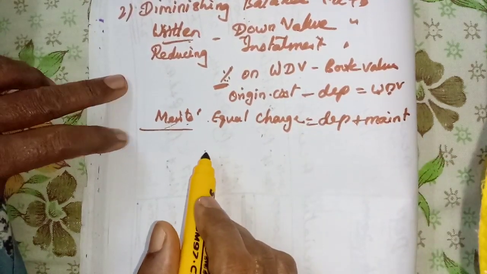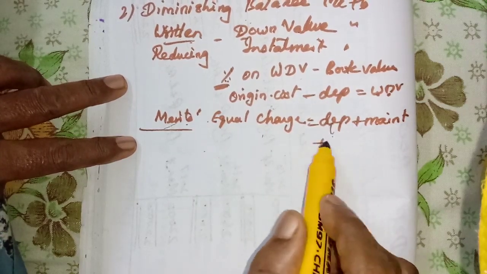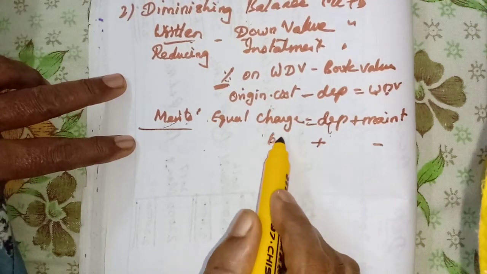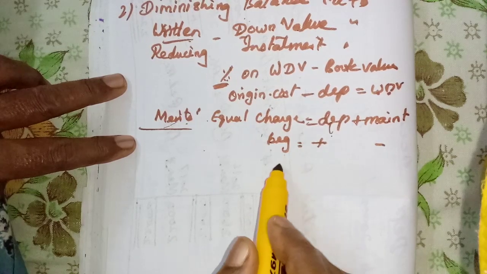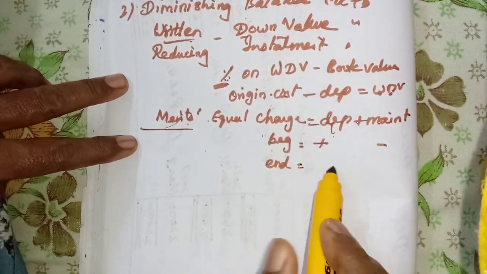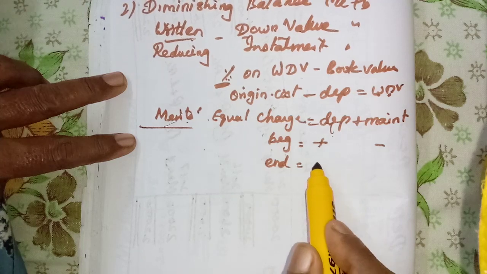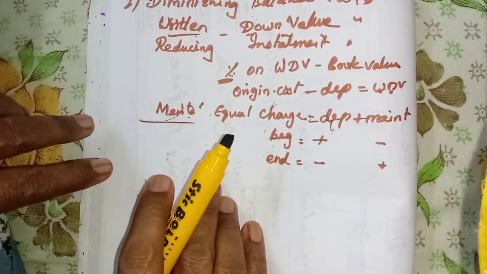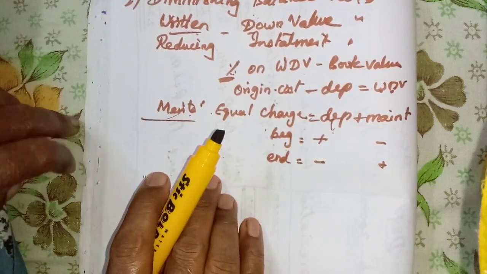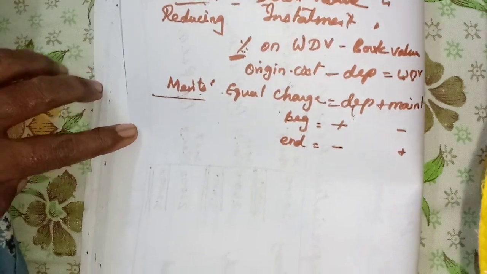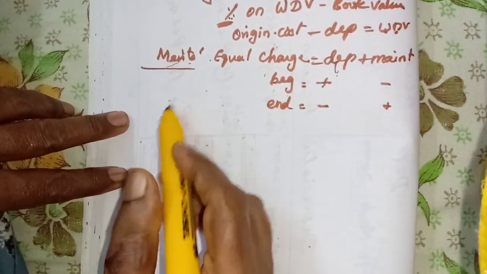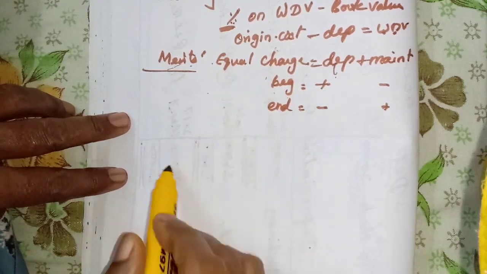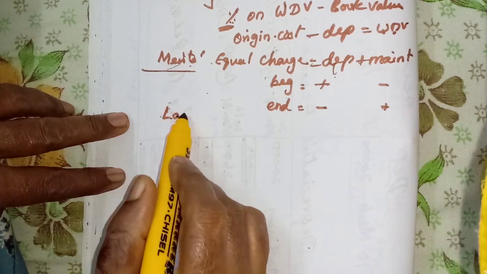In the beginning of the life of the asset, the depreciation will be more, but the maintenance will be less. But around the end of the life of the asset, the depreciation amount will be less, but the maintenance cost will be more because once the machine gets older, they need to do more maintenance work, okay, to make it run. So it will make the equal charge for all the years from the beginning till the end of the life of the asset. And it is a logical method.